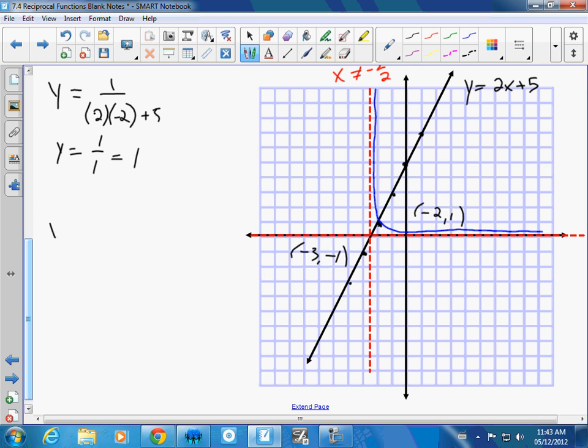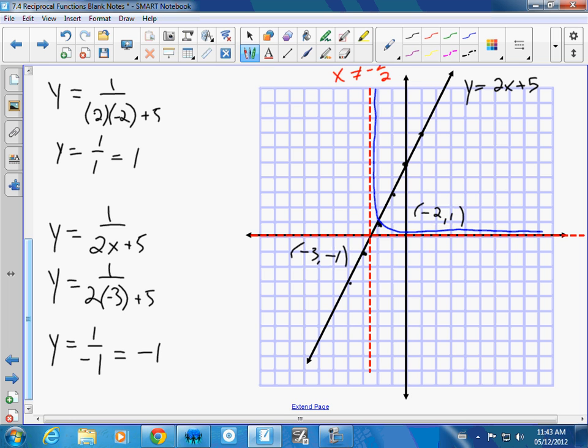So y equals 1 over 2x plus 5. But in this case, we're going to replace x with what number? Negative 3 plus 5. What's 2 times negative 3? Negative 6 plus 5 is negative 1. So y equals 1 over negative 1, which is negative 1. So is that point exactly the same on both? It is. Exactly the same on both. So where do I draw this one?